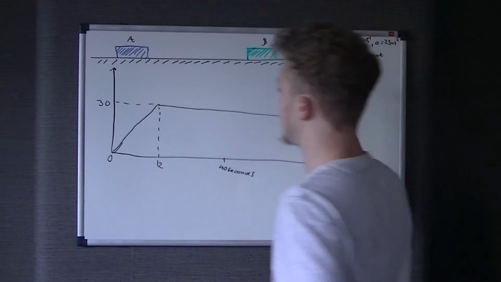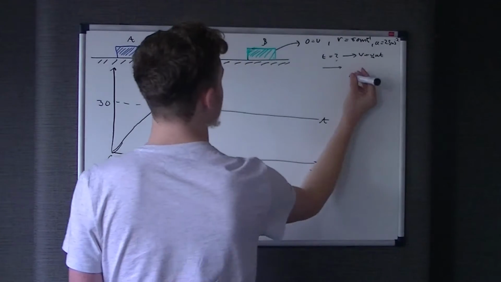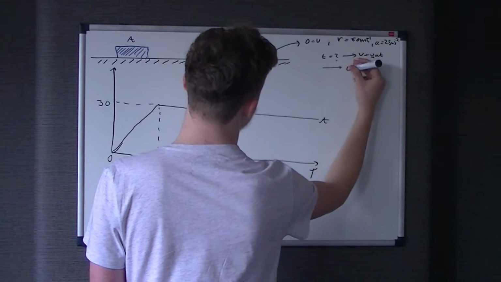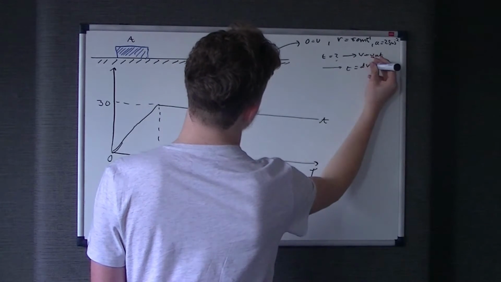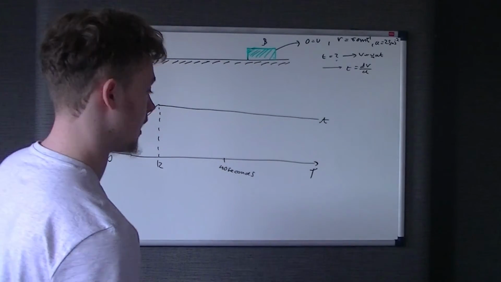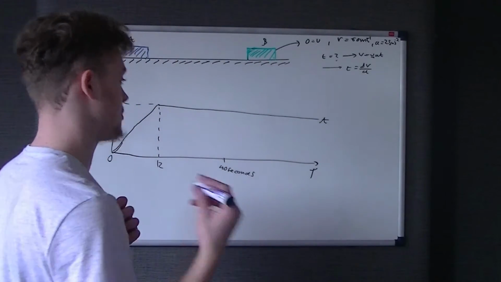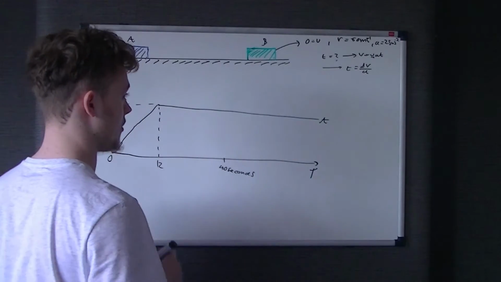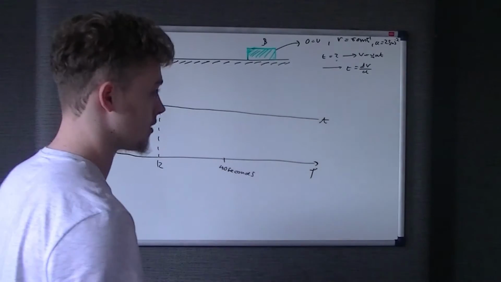So we know a is delta v over delta t. So you just rearrange that to get t equals delta v over a, because delta v over t is a. So you times both sides by t, divide both sides by a, and you get t is equal to delta v over a, delta v being the change in velocity.